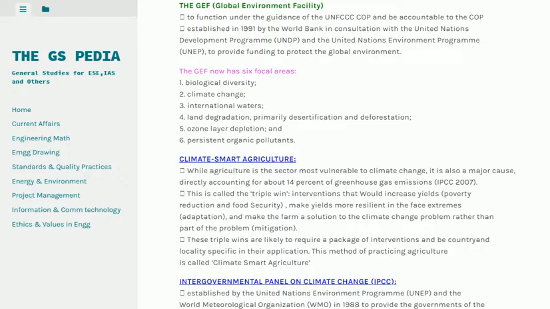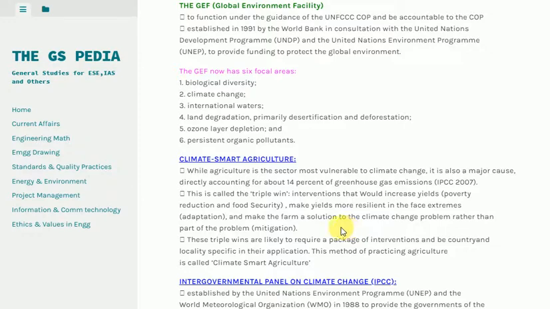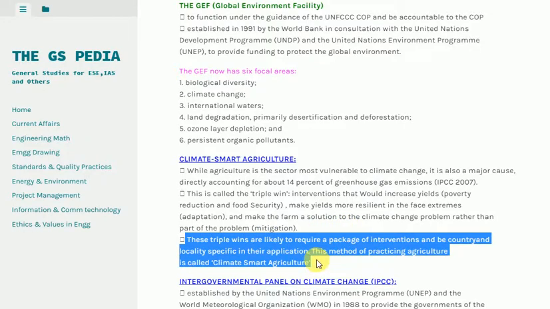poverty reduction and food security, make yields more resilient in the face of extremes, adaptation, and make the farm a solution to the climate change problem rather than part of the problem, mitigation. These triple wins are likely to require a package of interventions and be country and locality specific in their application. This method of practicing agriculture is called climate-smart agriculture.